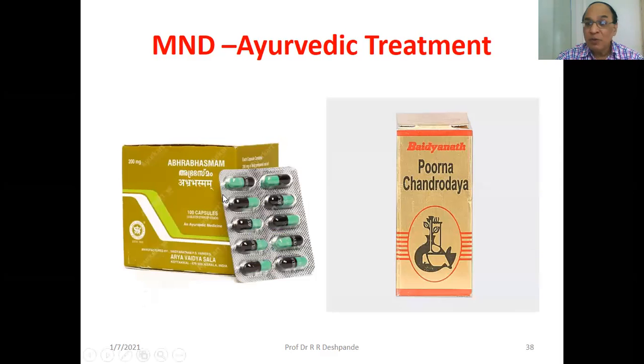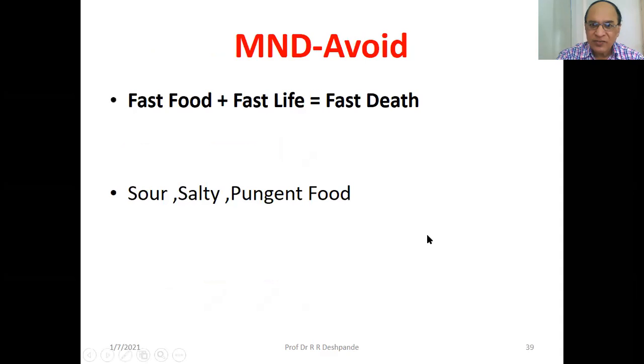Then Abhraka Bhasma capsules. Don't get shocked. Ayurvedic students, Ayurvedic doctors, please note this point. Capsules are available from Arya Vaidya Sala Kottakkal. Bhasma capsules are very rare. No company is making Bhasma capsules, very few. One of them is Arya Vaidya Sala Kottakkal. Don't forget this. Purna Chandrodaya.